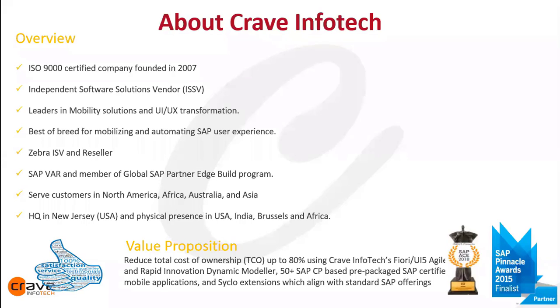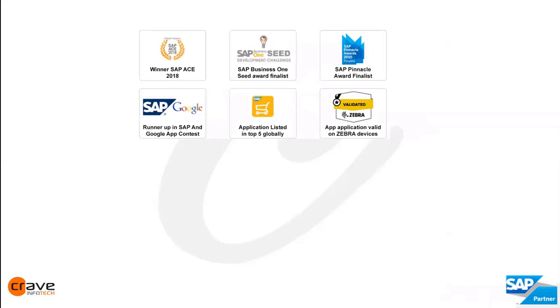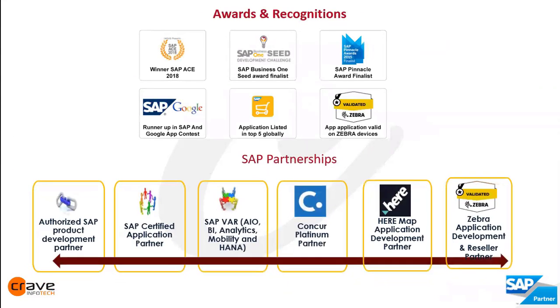This is our value proposition. We pride ourselves on helping you reduce the total cost of ownership by up to 80% using our prepackaged solutions and the dynamic modeler. These are some of the industries where we have worked and deployed our solutions, standard and custom. We were the 2018 SAP ACE Award winner. We were also a Pinnacle Award finalist, one of the top 44 out of the 44,000 partner ecosystem SAP has. Some of the credentials. A little bit more about the awards and the partnerships. We also work very closely with HERE Maps, Concur, Zebra, and SAP.